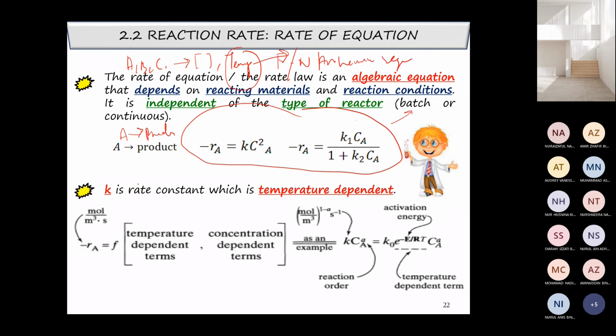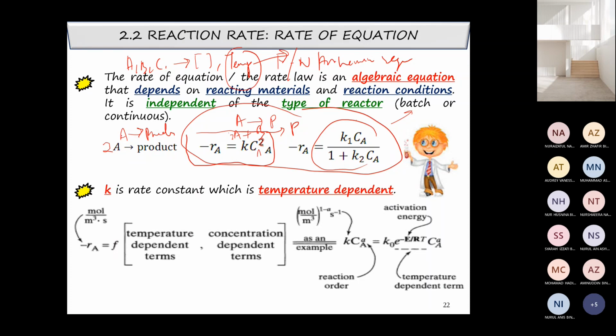Okay, so let's say we have A to the product. A to the product dia boleh jadi juga reaction ni. Macam mana? Kalau ada 2A here, dia akan jadi KC kuasa 2 A. Okay, so then we have negative RA equals K1CA over 1 plus K2CA. Ini kalau dia ada lagi panjang lah, which is maybe A to the P, and then we have another one, A plus maybe with something equals to P. Okay, so that's why dia akan jadi macam ni. Ni akan terang later on.